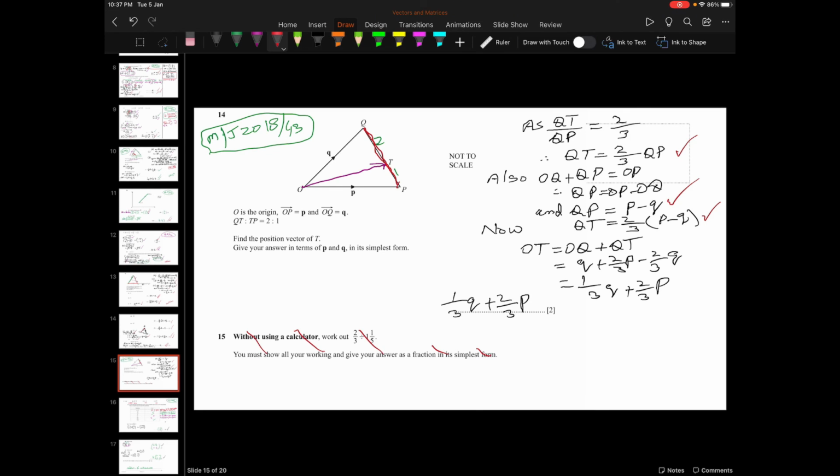Now OT is equal to OQ plus QT. Now substitute the value of vector OQ and vector QT. Hence OT is equal to Q plus 2 upon 3P minus 2 upon 3Q, which is equal to 1 upon 3Q plus 2 upon 3P.